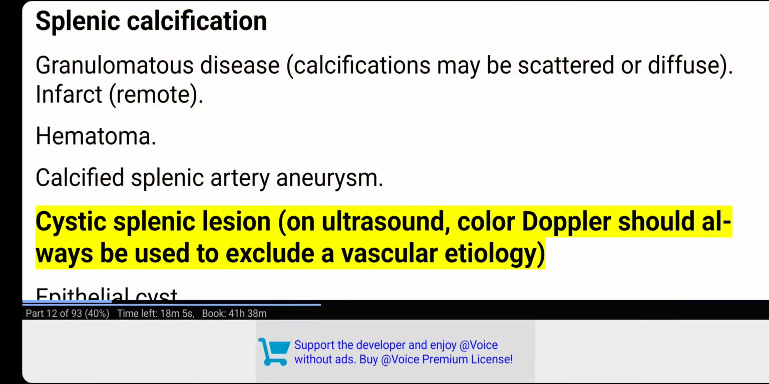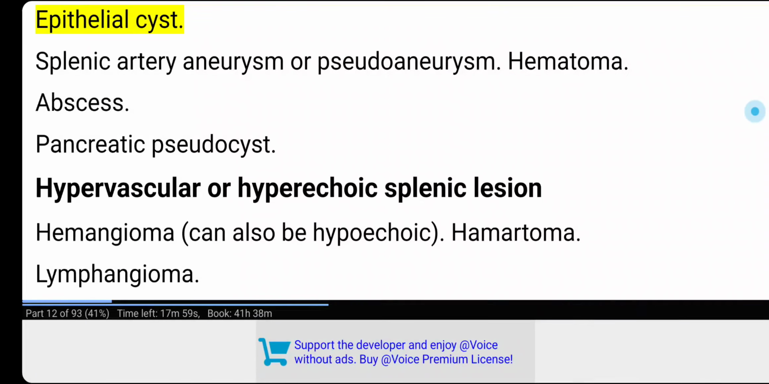Cystic splenic lesion, on ultrasound. Color Doppler should always be used to exclude a vascular etiology. Epithelial cyst. Splenic artery aneurysm or pseudo-aneurysm. Hematoma. Abscess. Pancreatic pseudocyst. Hypervascular or hyperechoic splenic lesion.